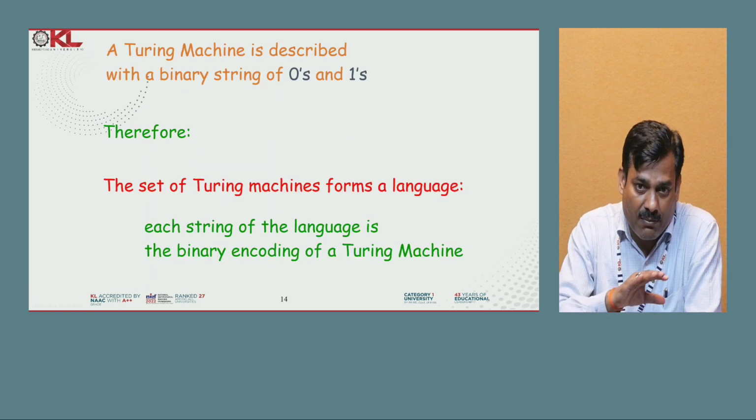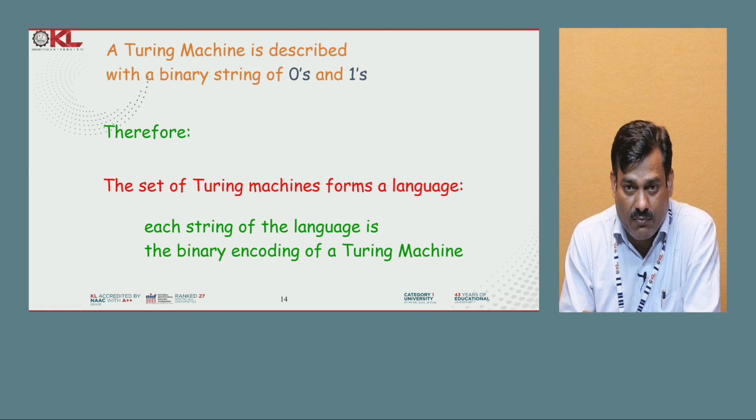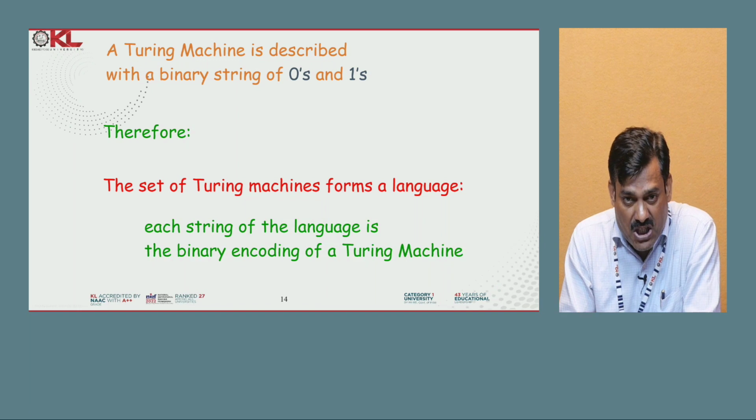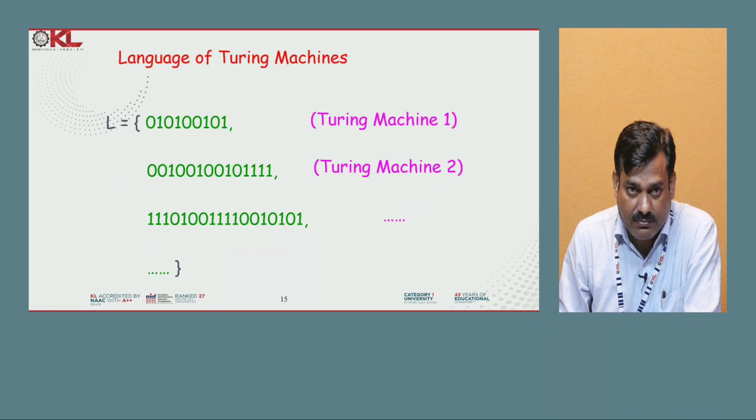In this way, if we have more than one Turing machine, what we can do is form a language. That means a set of Turing machines forms a language. That means each string of the language is a binary encoding of a Turing machine.